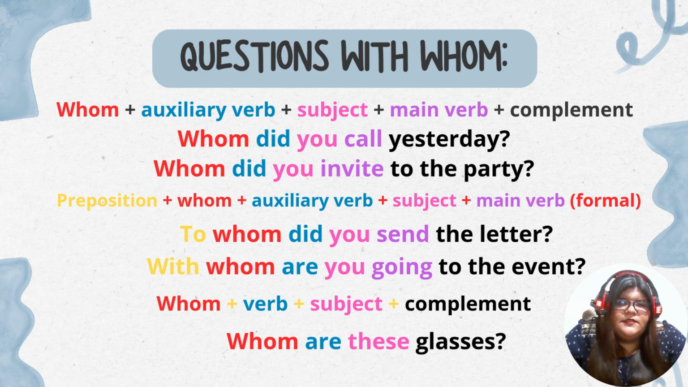And maybe that is the only thing that changed, right, in the sentence: this one doesn't have a preposition and this one has a preposition. Now we have whom plus the verb plus the subject plus the complement. Whose are these glasses? If you see here, whom are these glasses? We have the whom, the verb in this case are, and the subject these glasses, right? And also glasses could be the complement of the sentence.